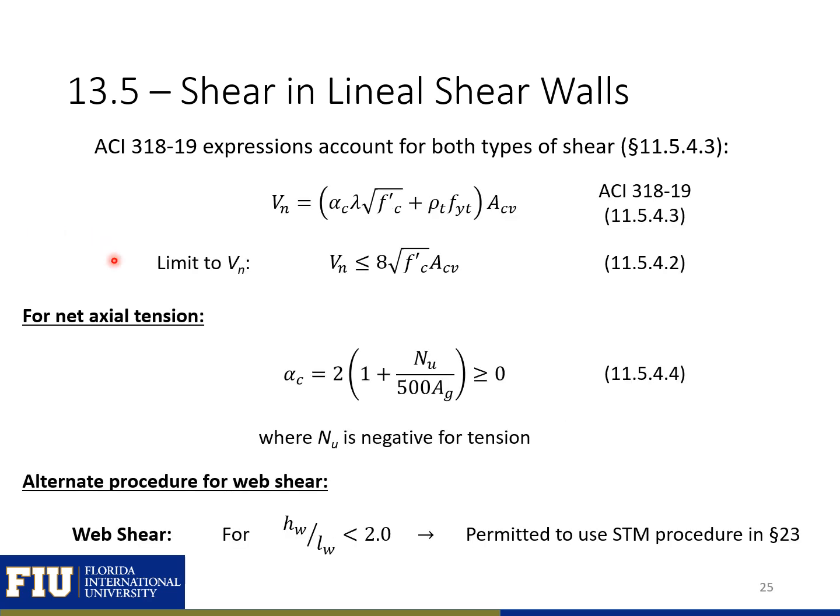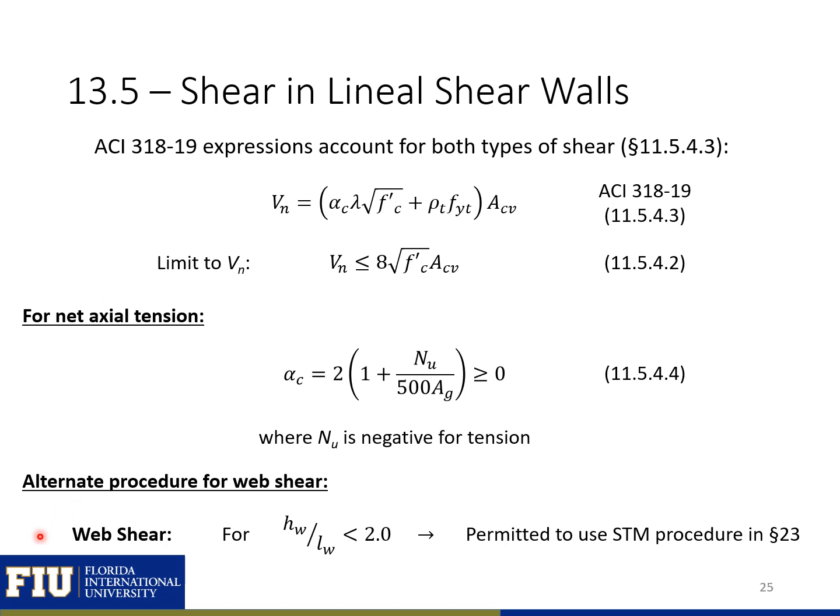Note also there's an upper limit to our Vn. So note that our Vn needs to be less than or equal to 8 times the square root of f'c times Acv. Also shown on this slide is the alpha C factor if we have net axial tension. So if we have net axial tension, where Nu, our axial load on the wall, is negative for tension, we can calculate our alpha using this expression, making sure that our alpha is greater than or equal to 0.